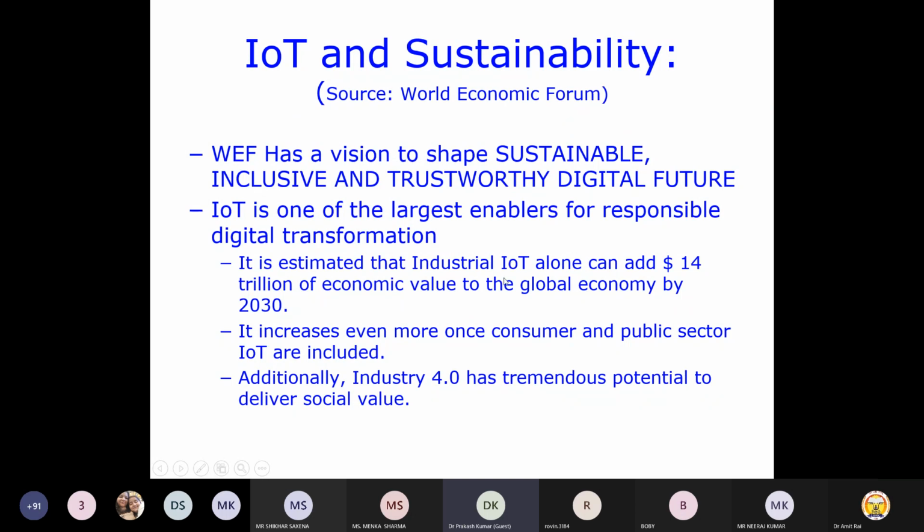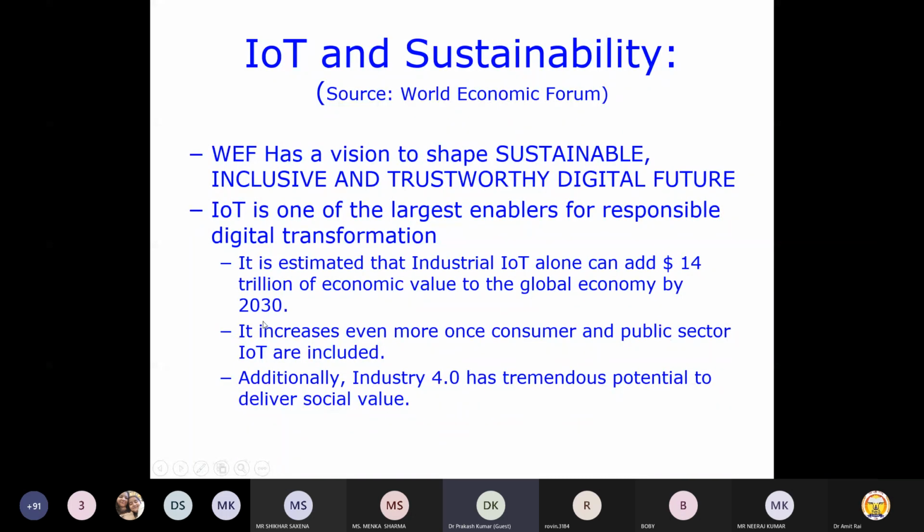That is the reason the World Economic Forum said that it had the vision to shape a sustainable, inclusive, and trustworthy digital future. And that's the reason people are adopting all these things. IoT is one of the largest enablers for responsible digital transformation. It is estimated that IoT alone can add $14 trillion of economic value to the global economy by 2030.